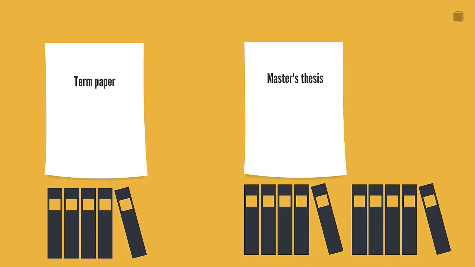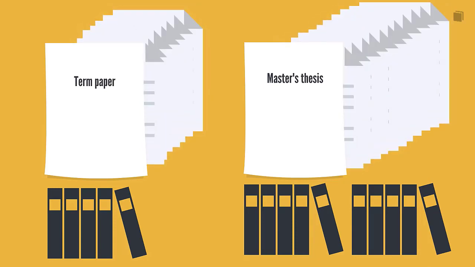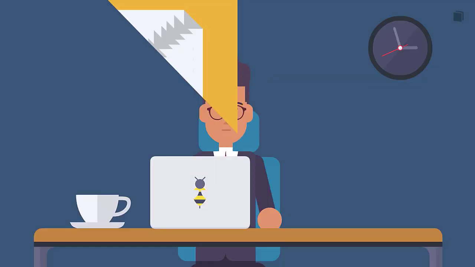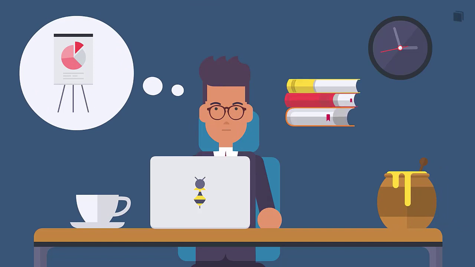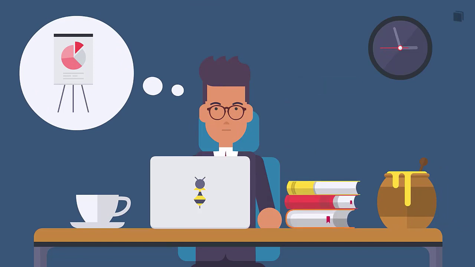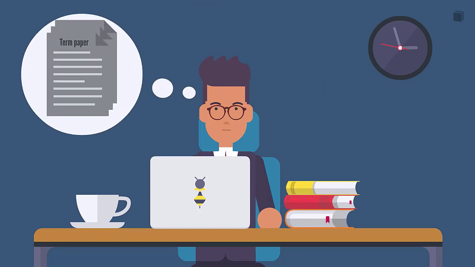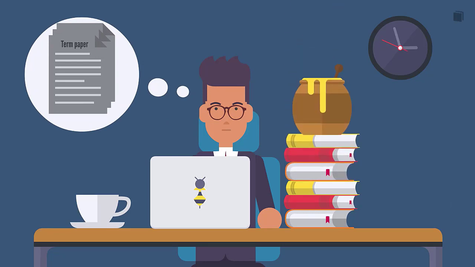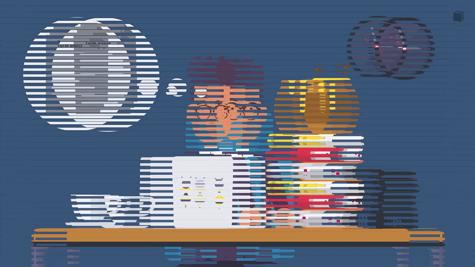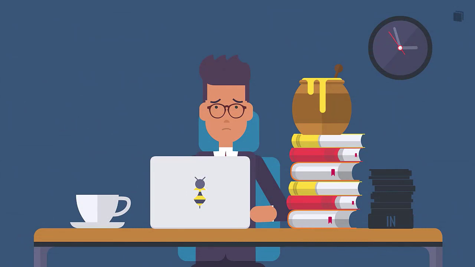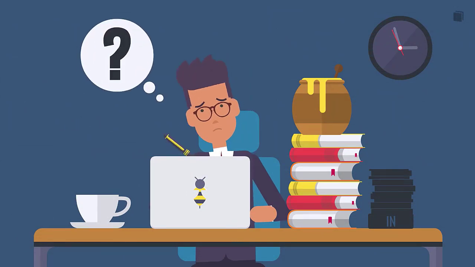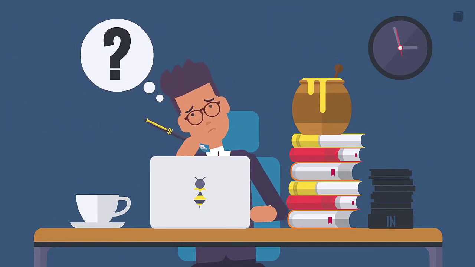The amount of sources selected should be in proportion to the size of the assignment. For a 10-minute presentation, you usually need less literature than for writing a 20-page term paper. Depending on the requirements of the assignment, different types of literature should be considered.